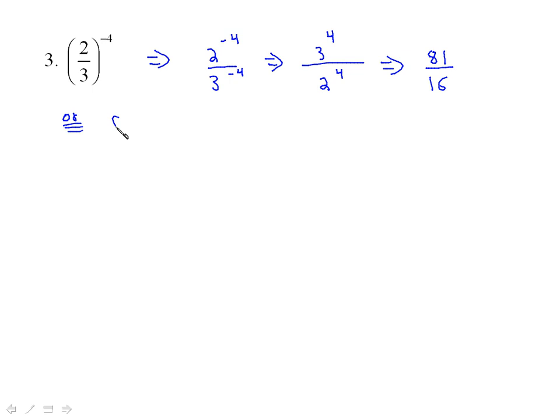But most people just flip the base. So when you see 2/3 to the negative 4, you can just write that as 3 over 2 to the positive 4, which will give you 3 to the 4 is 81 over 16. So it works out very directly like that. That's what most people end up doing.